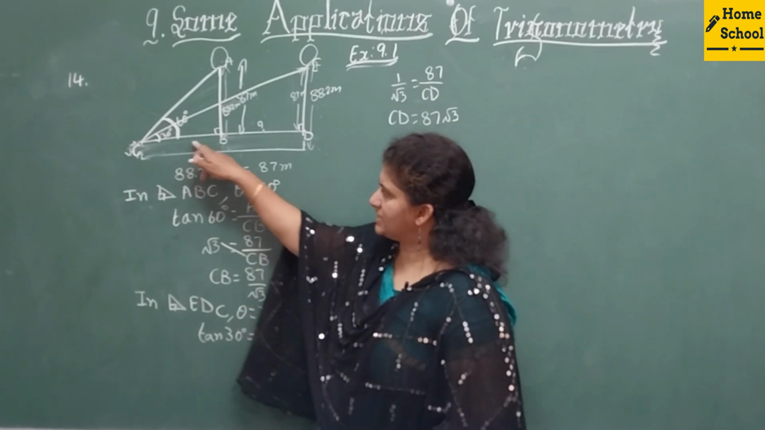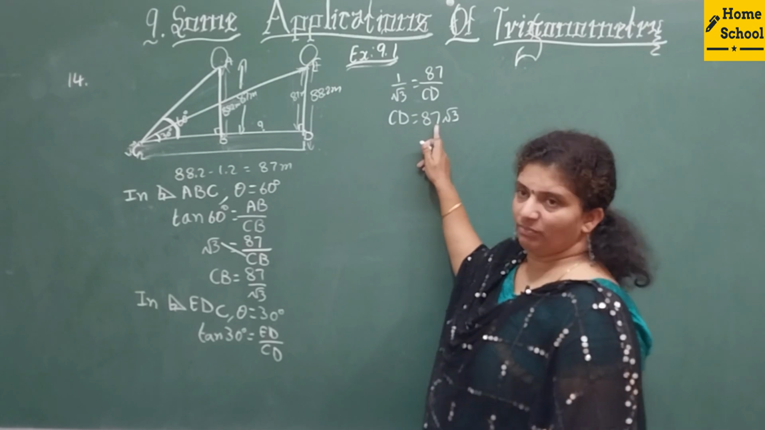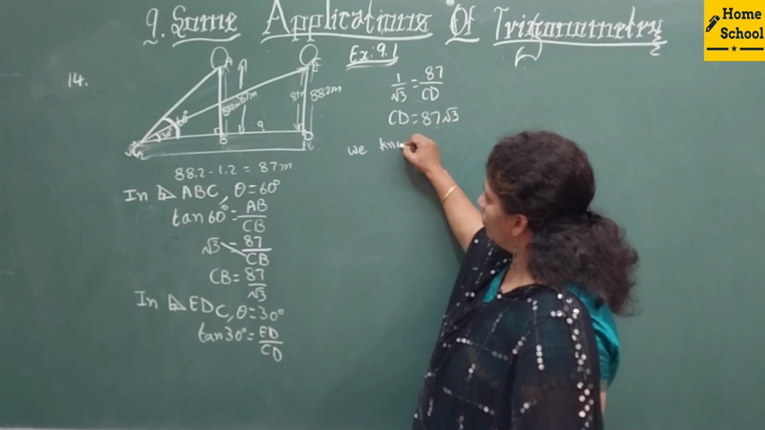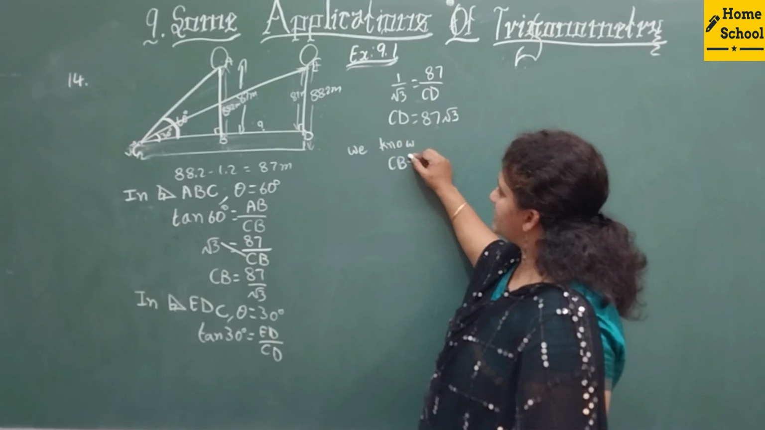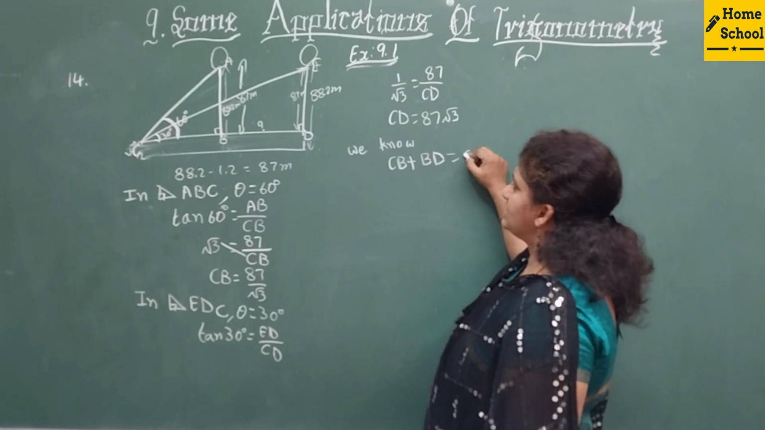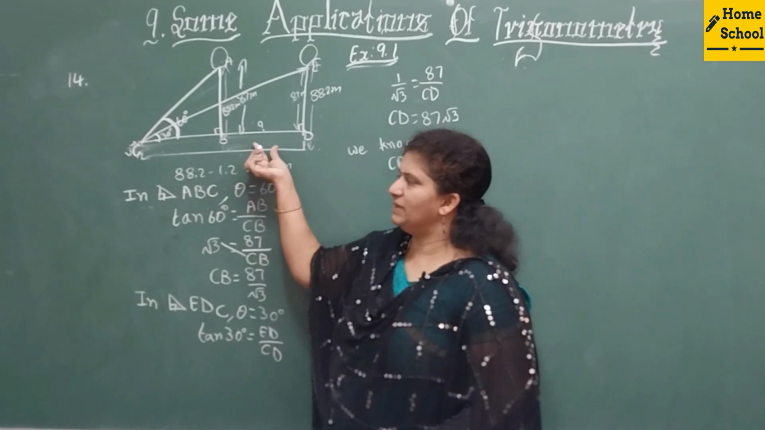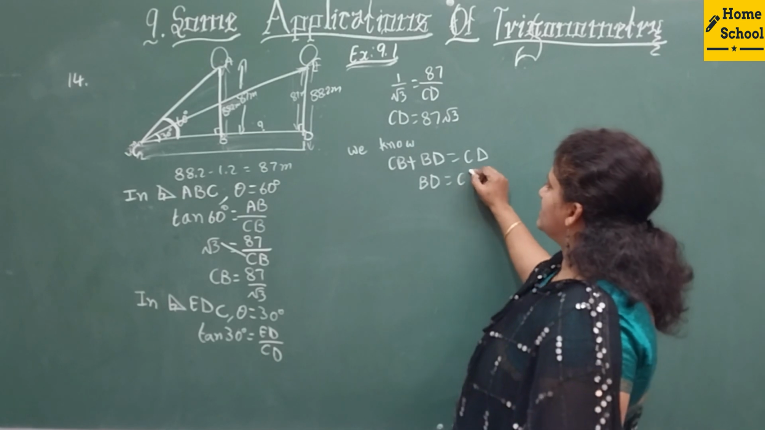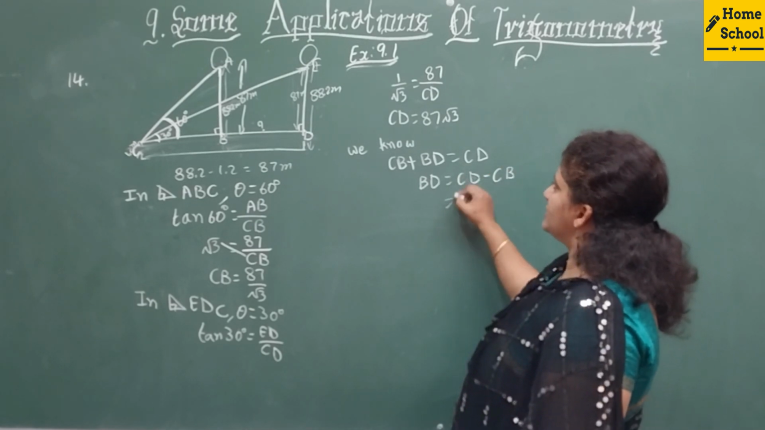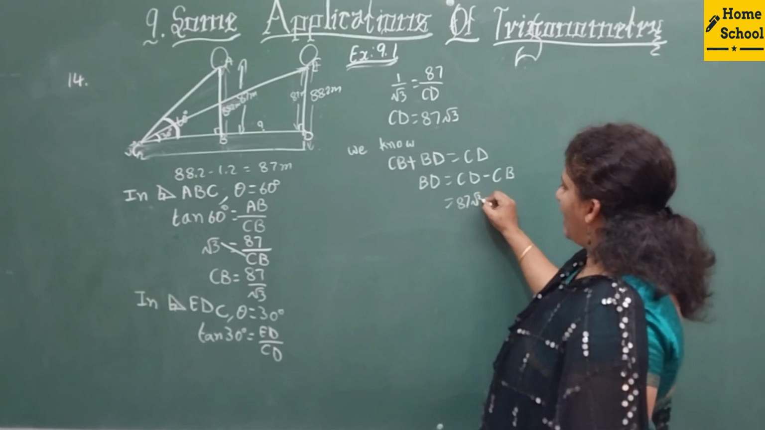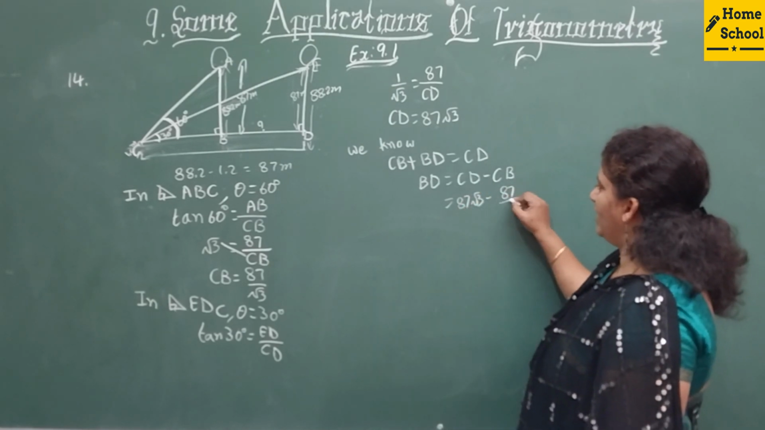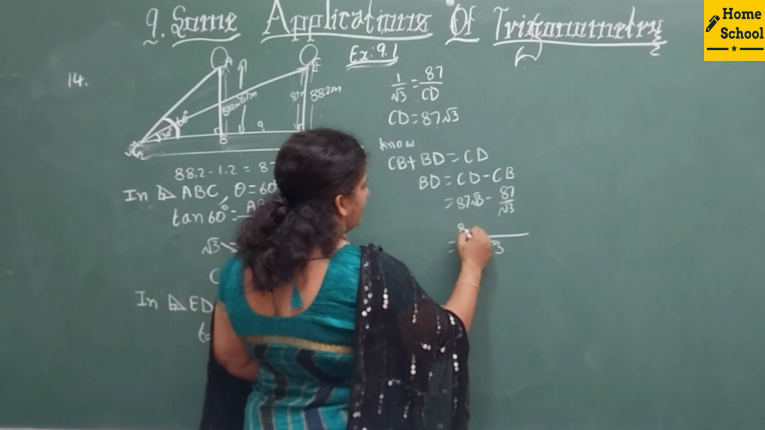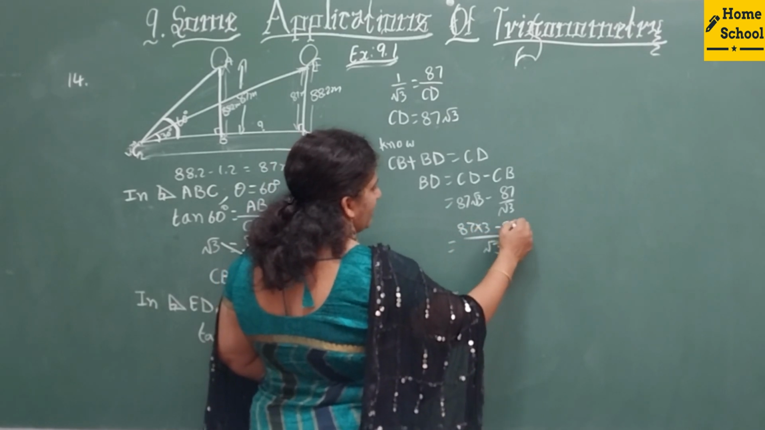From here I know CB value and CD value I got from here. But I need BD. What do we know? We know that CB plus BD is nothing but CD. I need BD, right? So BD is equal to CD minus CB. Substitute these values. CD is 87 root 3 and CB is 87 by root 3. Do LCM. Root 3, 87 root 3 into root 3 will be 3 minus 87.